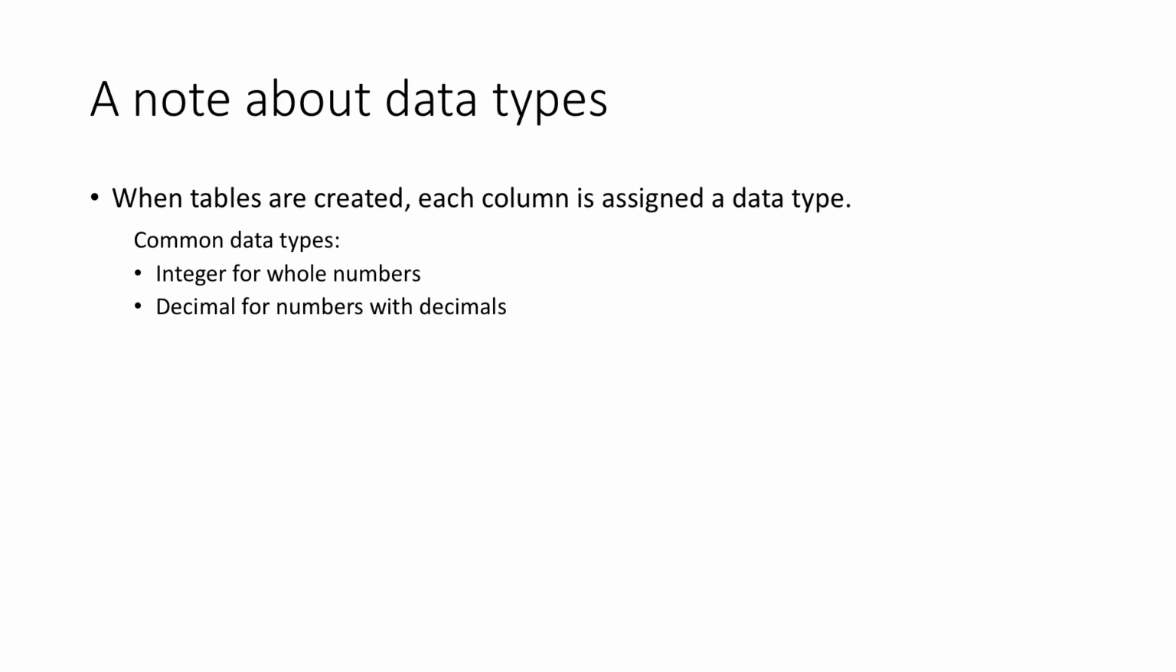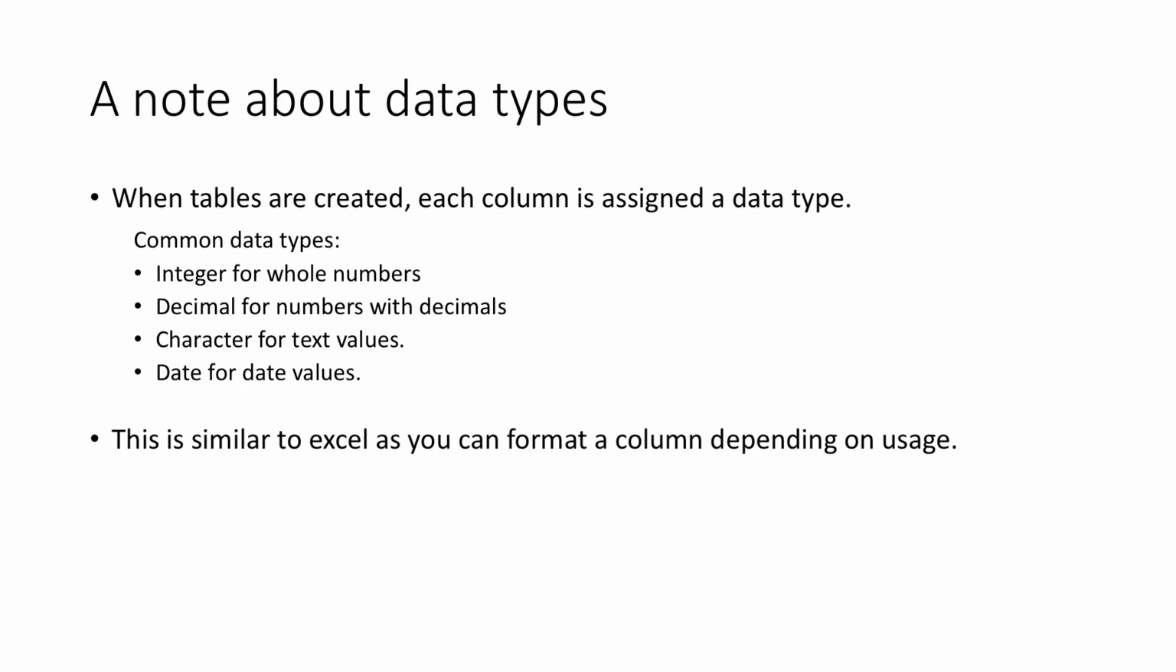Decimals are for any type of price, that would be a decimal field, or a weight, that would be a decimal field. Character fields are for text values, names, city, states, descriptions, color, that would be a text field value. And you have date values, which are just dates. So this is similar to Excel. In Excel, you would format a column based on what you wanted that column to actually do. So if it was a column you wanted to do any type of math on, you would want to format that as an integer or a decimal or one of the numeric or a currency or whatever you wanted to do in Excel.